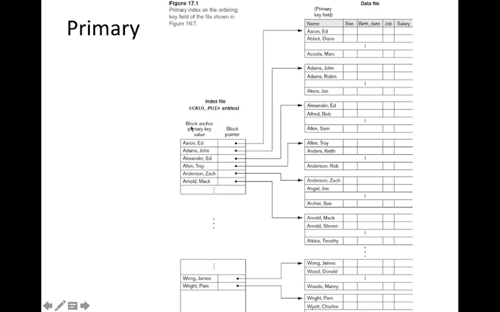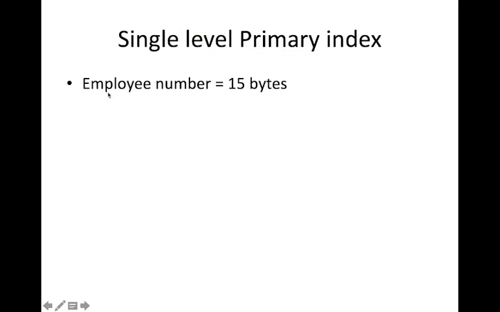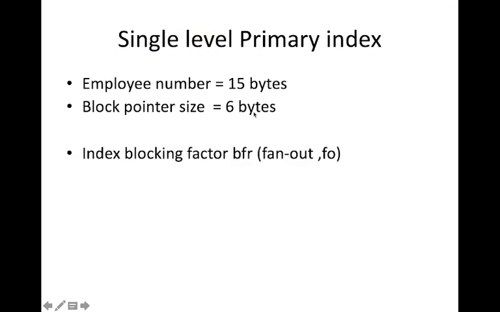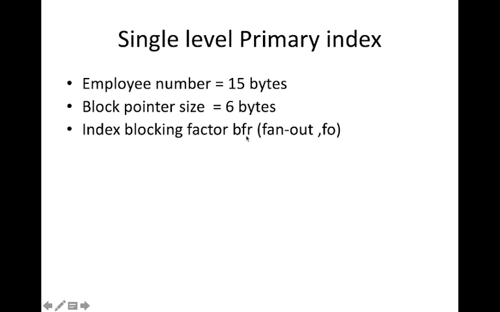So we have to calculate the size of these records that should be stored. So we have to calculate the size of this index file also. In the previous case, we had to calculate only the data file. Now we have to calculate the size of the index file also. So that is why we are taking this employee number 15 bytes, and block pointer size should be taken. So the index blocking factor we have to calculate, and it is known as fan out, BFR, for that index file. So we have to first calculate the index blocking factor BFR.